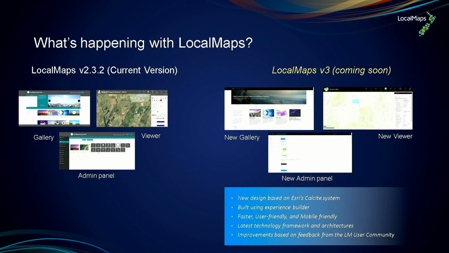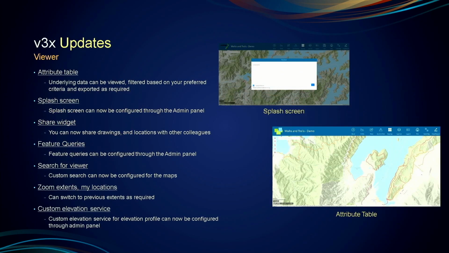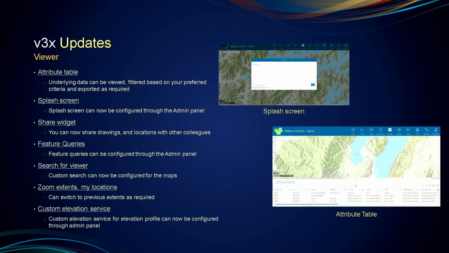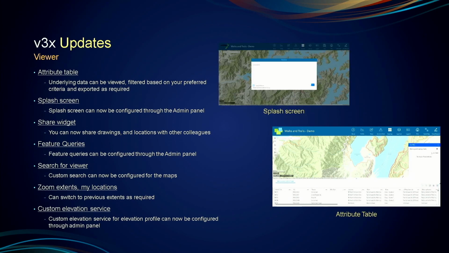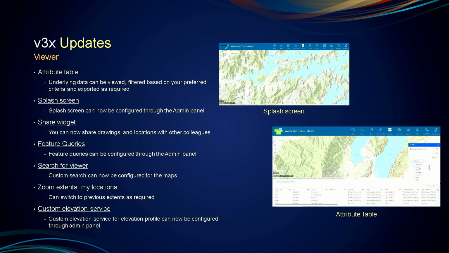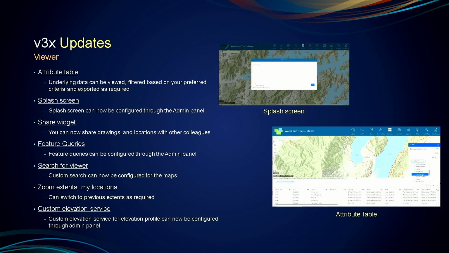So the new version is coming with the latest framework and architecture, which is making it faster, more accessible, and mobile-friendly. Let's look at what the recent improvements in the version 3 development are. On the viewer side of things, we have a few more additional widgets and functionalities. Widgets would be the attribute table, splash screen, and share widget. The functionalities would be that you can now configure feature queries, custom search, and elevation service through your admin profile.